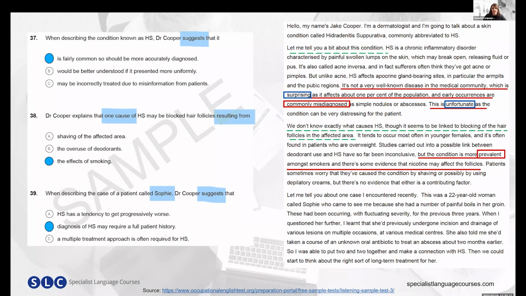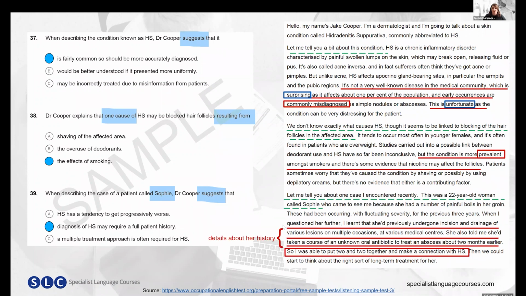In 39, we need a diagnosis. So it's B. So we have our signposting phrase. We have the details about the history and then his own conclusion. He uses an idiomatic phrase here. I put 2 and 2 together. So I put all of this information together to draw a conclusion.